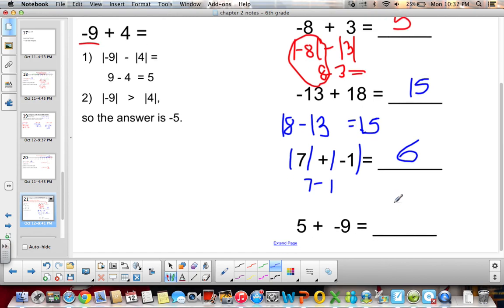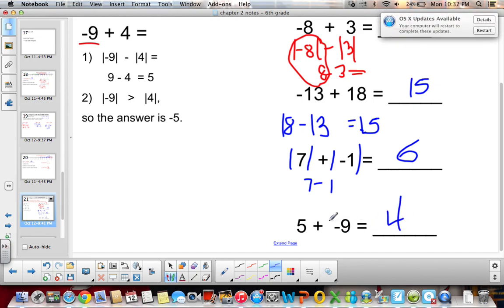Try 5 plus negative 9 on your own and check back when you're done. So 9 minus 5 is 4, and then 9 has a greater absolute value than 5, and it has the negative sign, so it would be negative 4.